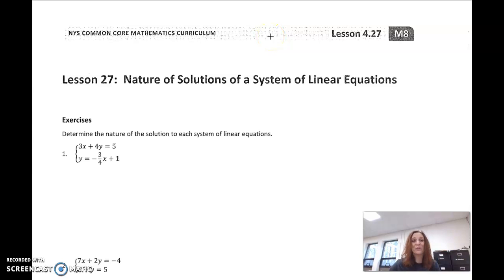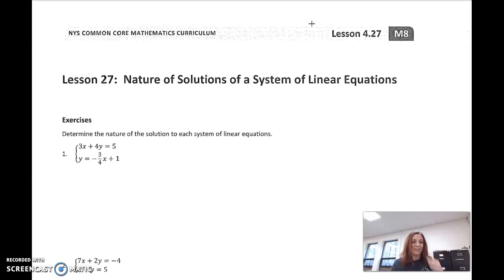In Module 4, Lesson 27, it's titled The Nature of Solutions of a System of Linear Equations. Fancy words for basically what type of solutions can we get when we solve a system. We can obviously get one solution if we're graphing where the lines intersect. And as we worked on the last lesson, we can have no solution because the lines are parallel and they're never going to intersect. There is no x and y value that makes both equations true.